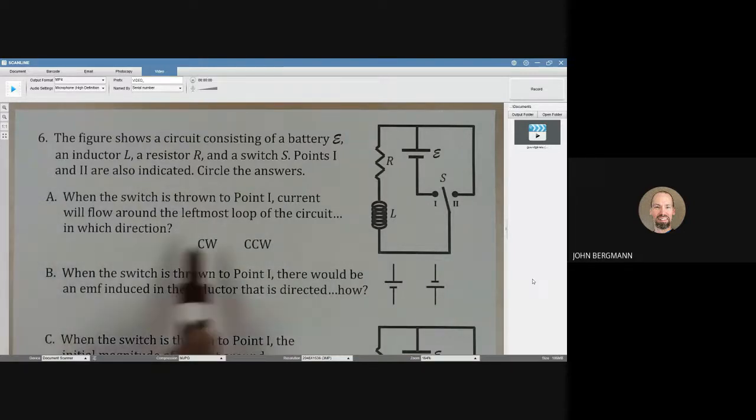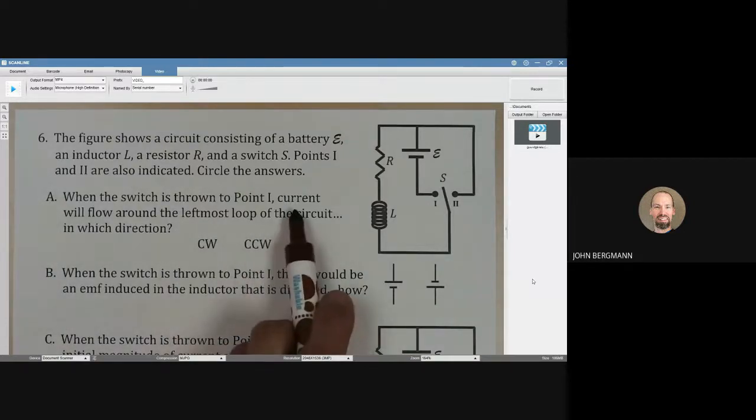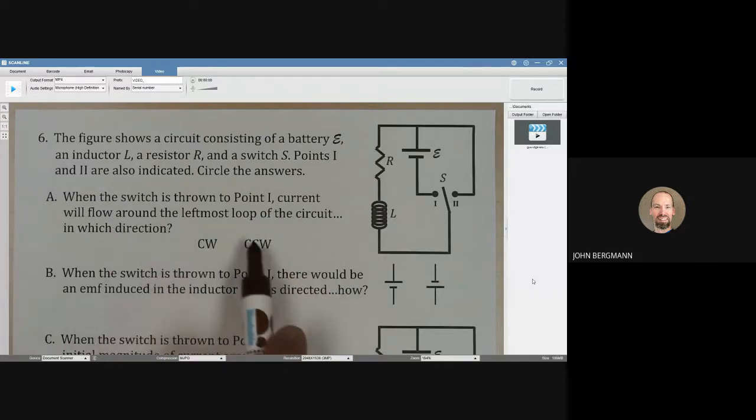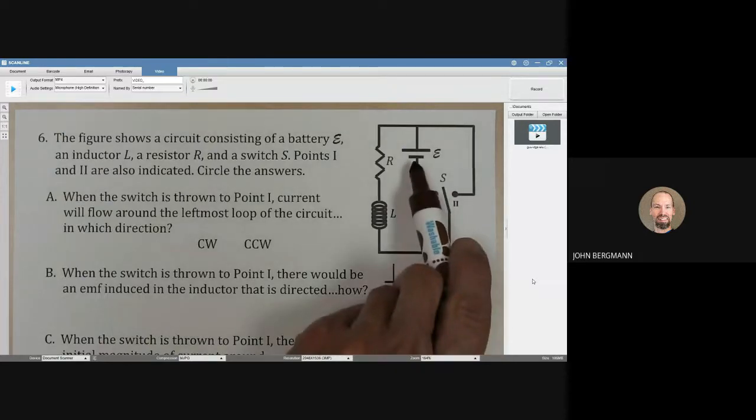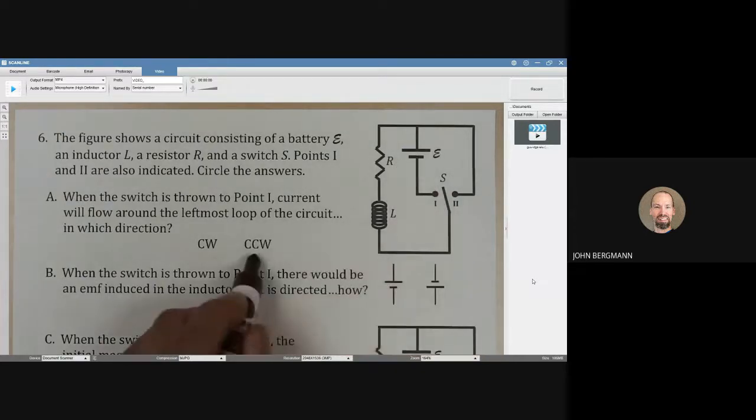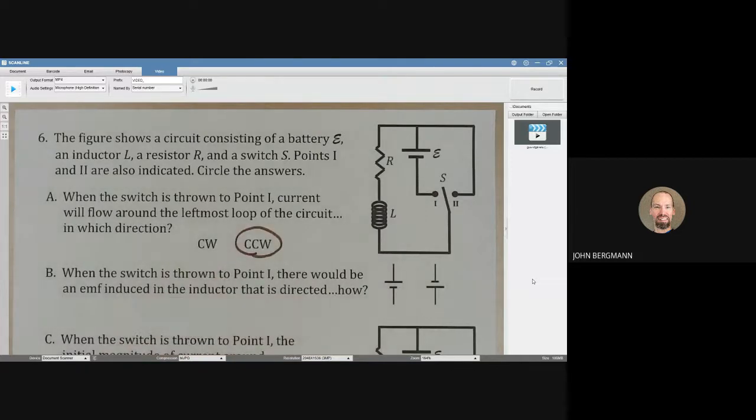When the switch is thrown to point 1, current will flow around the leftmost loop of the circuit in which direction? So when we flip this switch right over here, this battery will say that we're going to have current that flows in the counterclockwise direction.